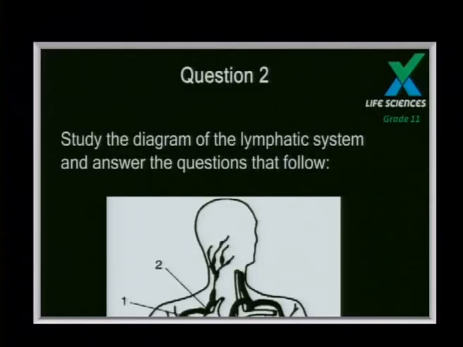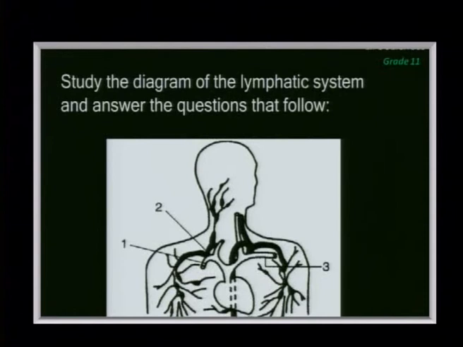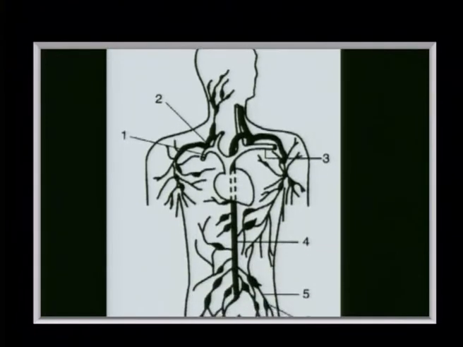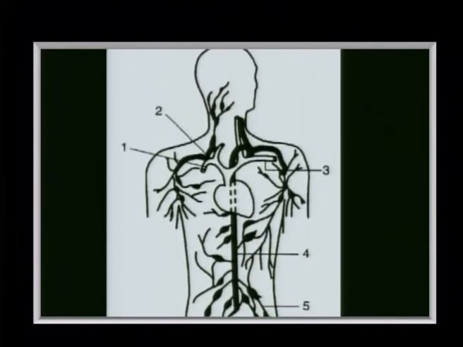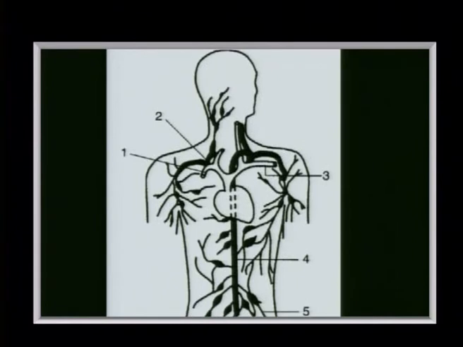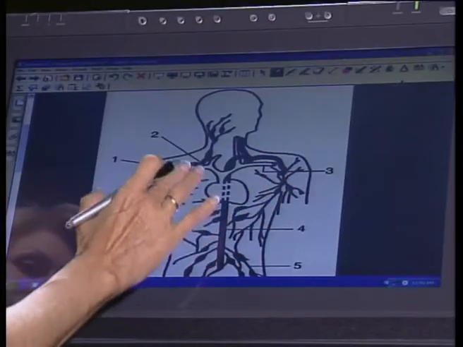All right, let's look at our last question here. It says, study the diagram of the lymphatic system and answer the questions that follow. So here we've got our lymph vessel. First thing we're going to do is look at our labels. So let's go with orange. Now, if we look at this vessel here, you can see it's not part of the lymphatic system.